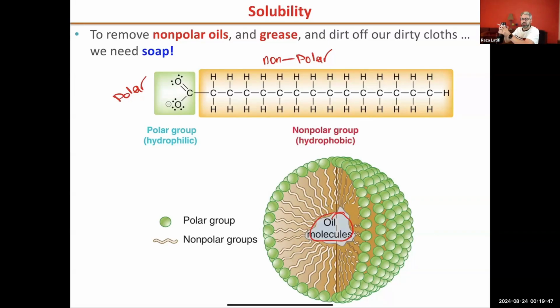Now that we have the grease, if the black one is the soap and the white one is the grease, the soap is going to reach it from this tail, which is non-polar. They will attach. Now the head is polar, and it will go inside the water. That way we can slowly dissociate the grease.